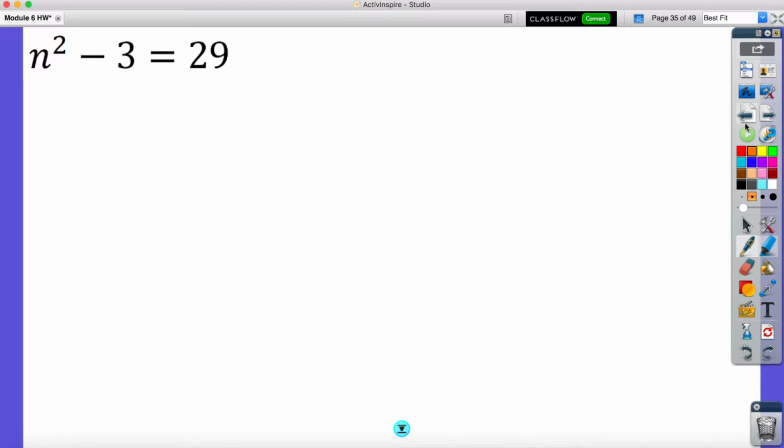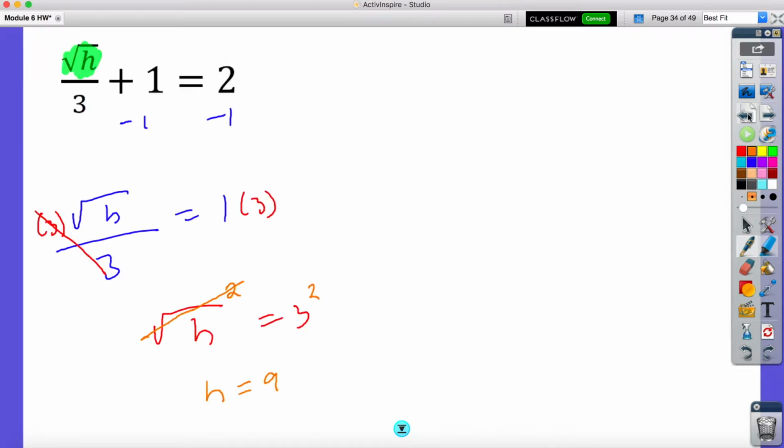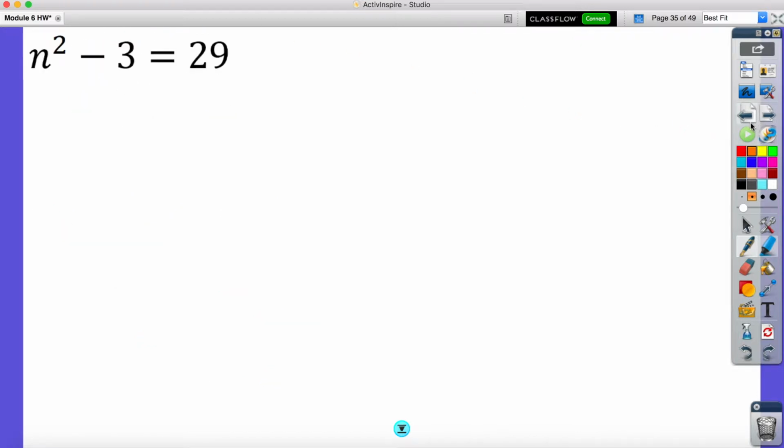So let's go and look at this one. Now this one's a tad different. In the first example we looked at, we had to square both sides to eliminate the square root. On this one, it's going to be a tad different, and our answer is going to be a little different as well. The first thing I want to do is add 3 onto both sides. This will give me n to the second power is equal to 32. Now I need to square root both sides.